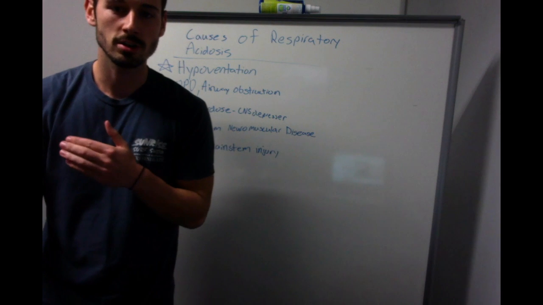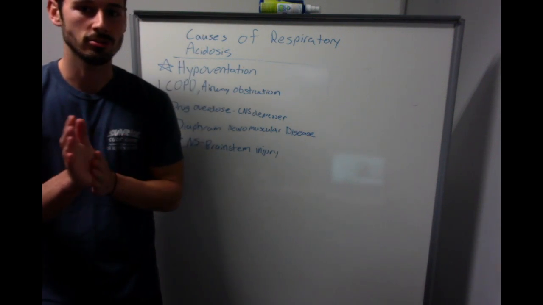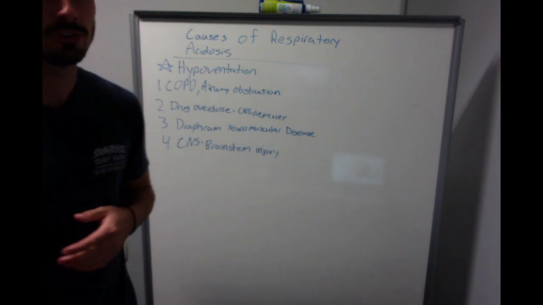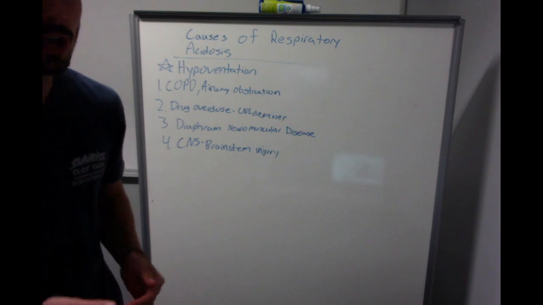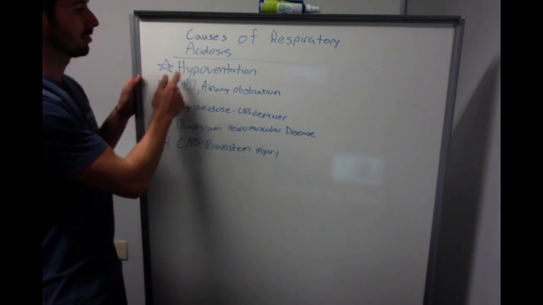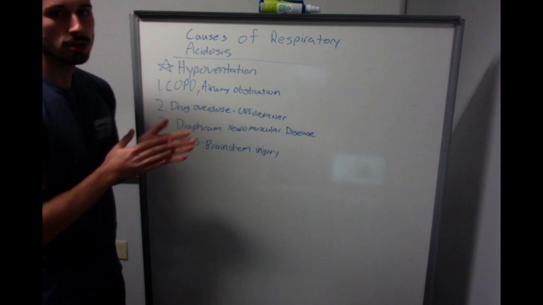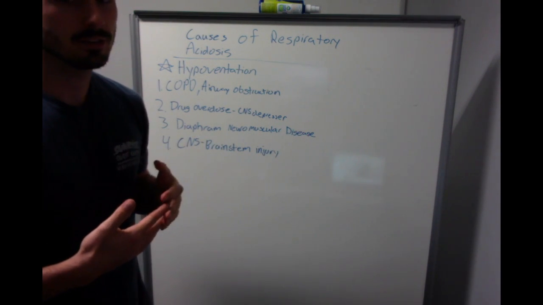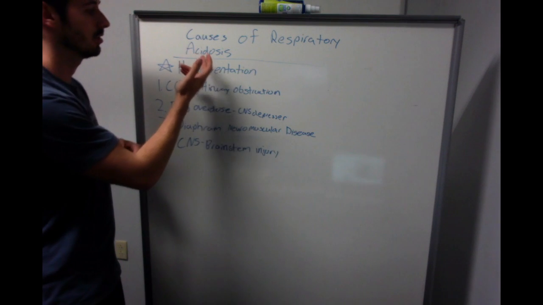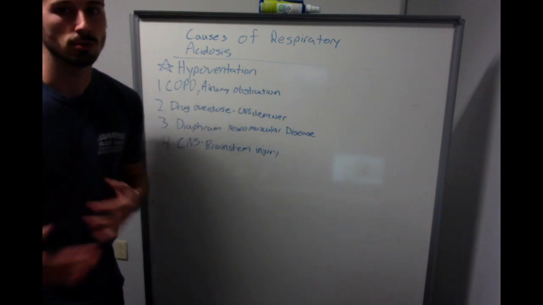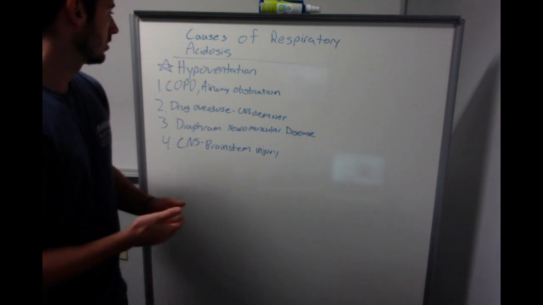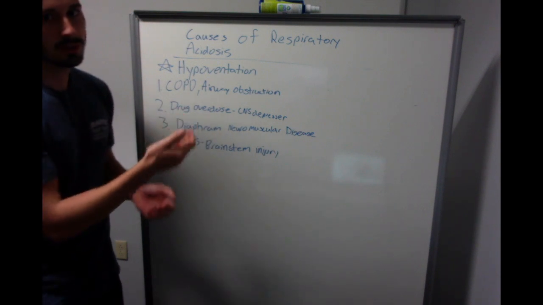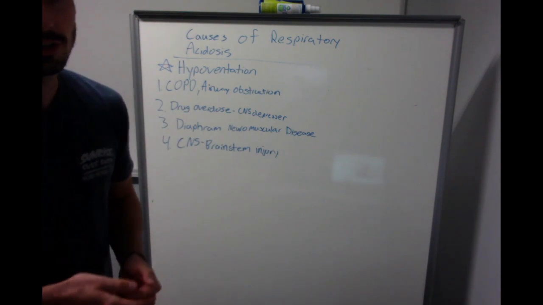All right, so now that we've talked about some of the pathophysiology, we can talk about some of the causes of respiratory acidosis. So the primary cause is going to be hypoventilation. So breathing slowly and not exchanging enough gas is going to result in the acidosis. And that can happen through a variety of different conditions. So COPD is a very common one. That's chronic obstructive pulmonary disease.